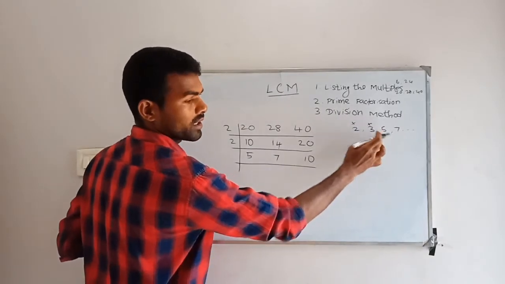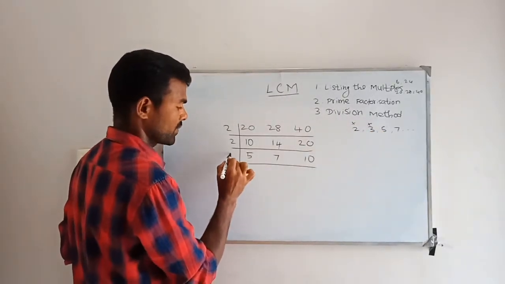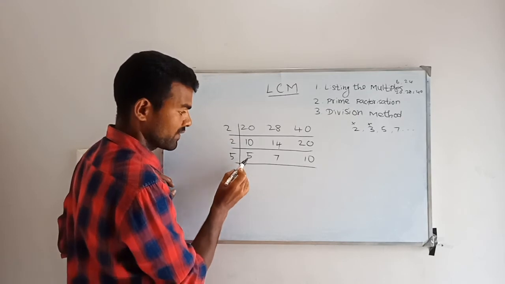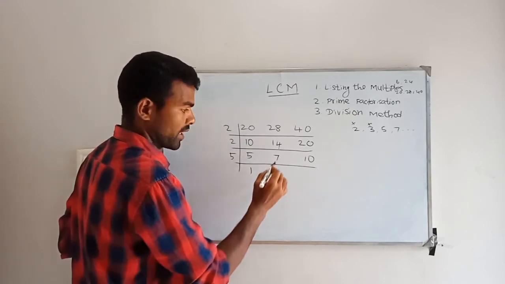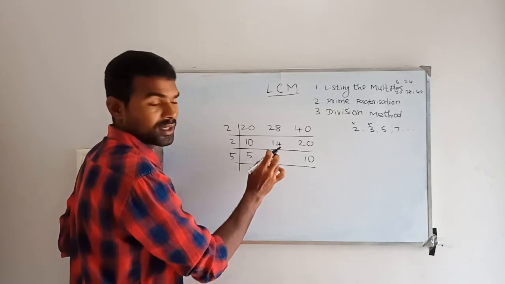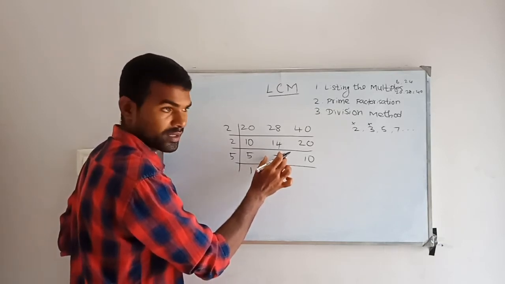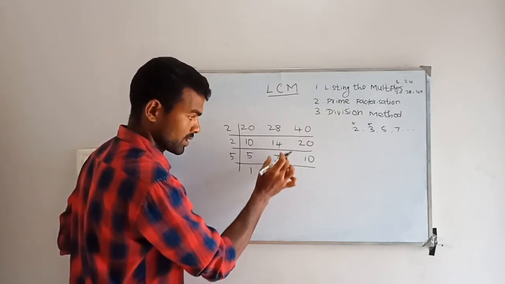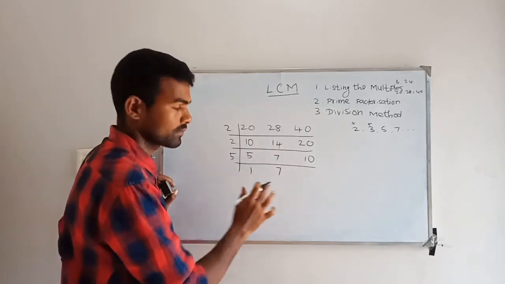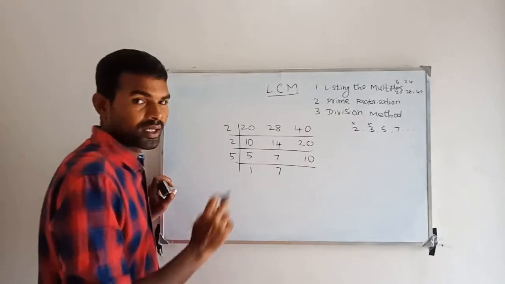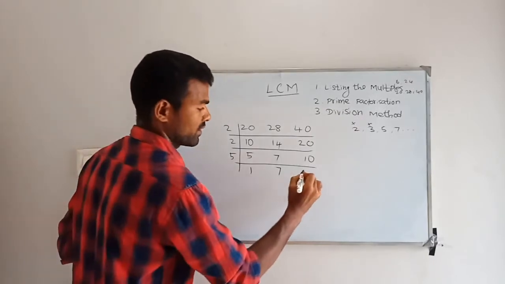Now which number do you have to take? Take 5. Is it possible to divide by 5? You can divide this 5 one time: 5 by 5 is 1. And the 7 you cannot divide. The number which is not divisible by 5, you just write it down as it is, 7. You cannot divide means bring it down. 10 divided by 5, 2 times you can divide.